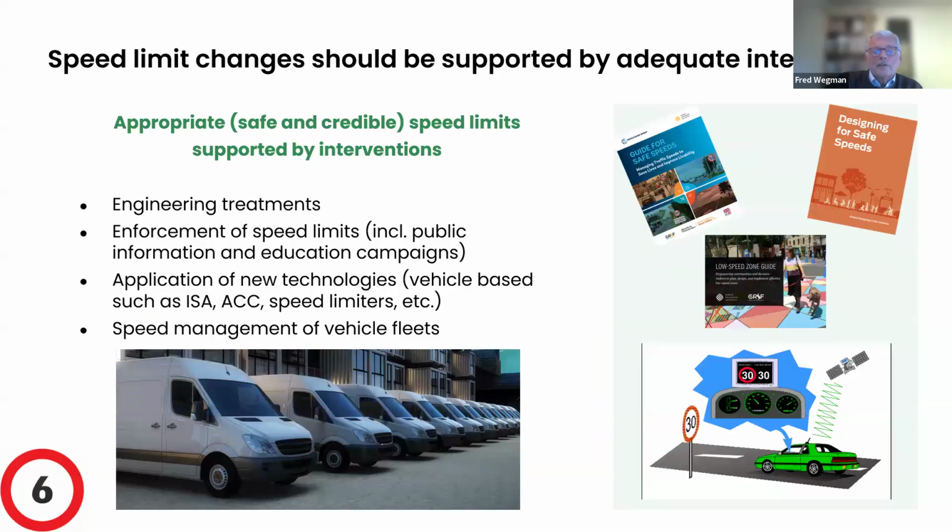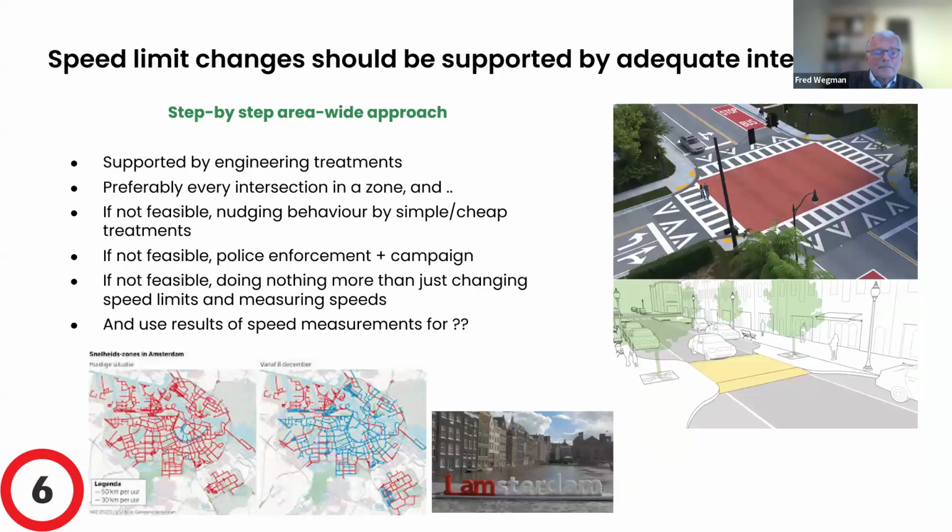Adequate interventions are critical. We know that just changing speed limits doesn't impact a lot. So you have to do adequate interventions. And I've listed a couple of them here, not just engineering treatments. So these are options that are not in your hands most of the time, but they are important. And that's the reason why I list them. The next one, please.